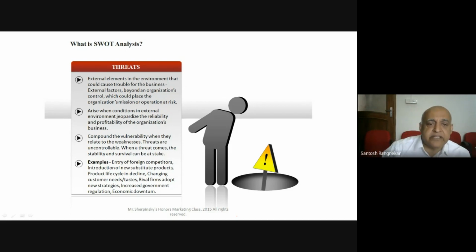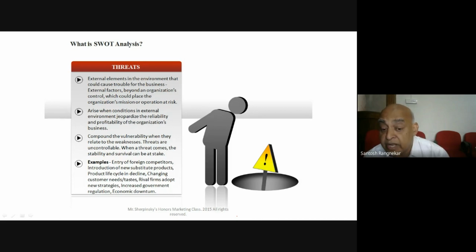These are external environment elements that could cause trouble for the business, external factors which could place the organization's mission at risk. So be careful. When we know the strengths, we go for opportunities. When we know the weaknesses, we should be aware of our threats. And whenever these threats are there, we have to identify how to overcome them. A very beautiful diagrammatic representation is given, where there is a pit where you can get dropped. So what is important is to avoid this. Once you know, you will take a sideway.